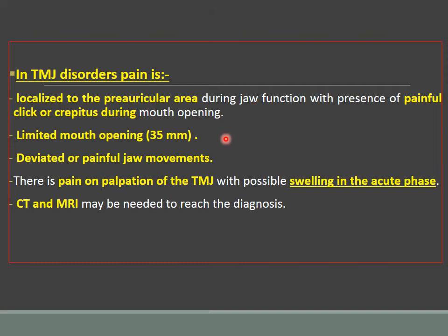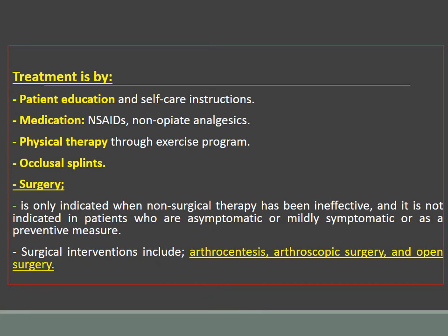All these are sign and symptom of TM joint problem. There is a pain on palpation of the TM joint. إذا خليتوا يديكم على TM joint على منطقة الكوندايل or muscle related to the condyle or TM joint, the patient feels pain with possible swelling in acute phase, especially for the rheumatoid arthritis. CT scan, MRI may be needed to reach the diagnosis. يعني ويا الكلينيكال examination أحيانا تحتاجون radiographic examination, especially for the soft tissue of the TM joint. As you know from the previous lecture, how you can treat TM joint problem, you have a good idea about this type of treatment.